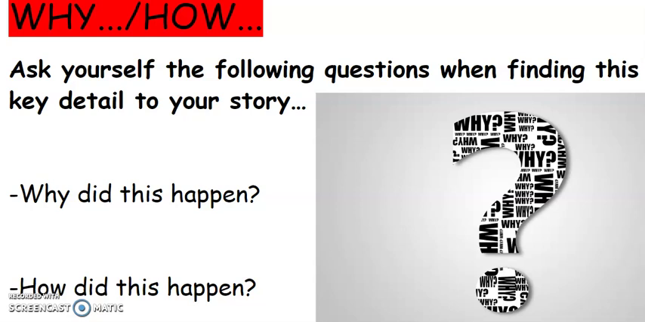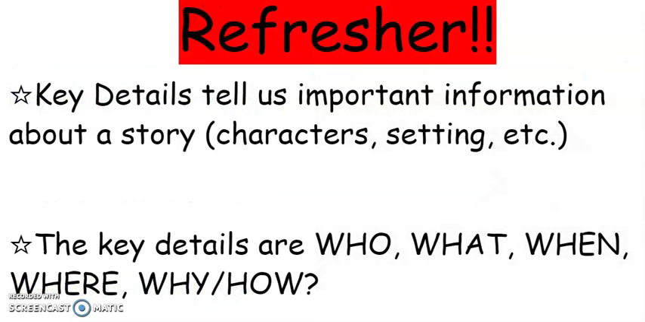You can also ask, how did this happen? If the main ending of a book is a tragedy, like somebody gets hurt, you can ask, how did they get hurt? So just a little refresher, since we went over all of the information, details tell us important information about a story, such as the characters, the setting, and even the plot. And then we also talked about the key details, which are who, what, when, where, why, and how.